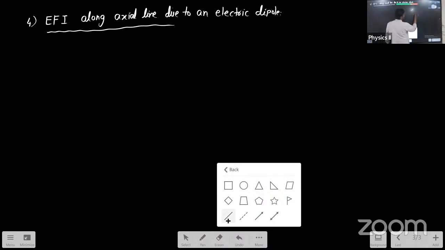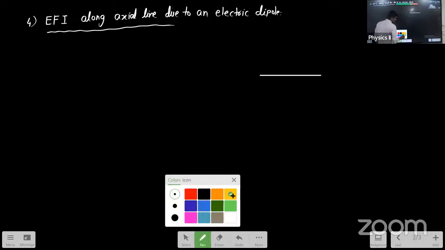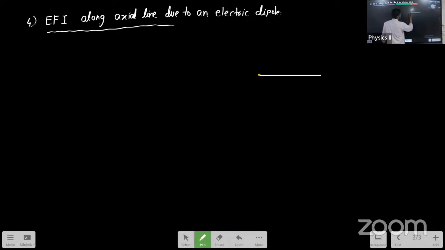I am drawing the diagram somewhere here. Let us consider an electric dipole. What is the meaning of electric dipole? Two equal and opposite charges separated by a small distance. Let me consider the charge here is plus q and the charge here is minus q, and both of them are separated by a distance 2a. I am considering half distance as a and other half distance as a, and this is the center of the electric dipole.